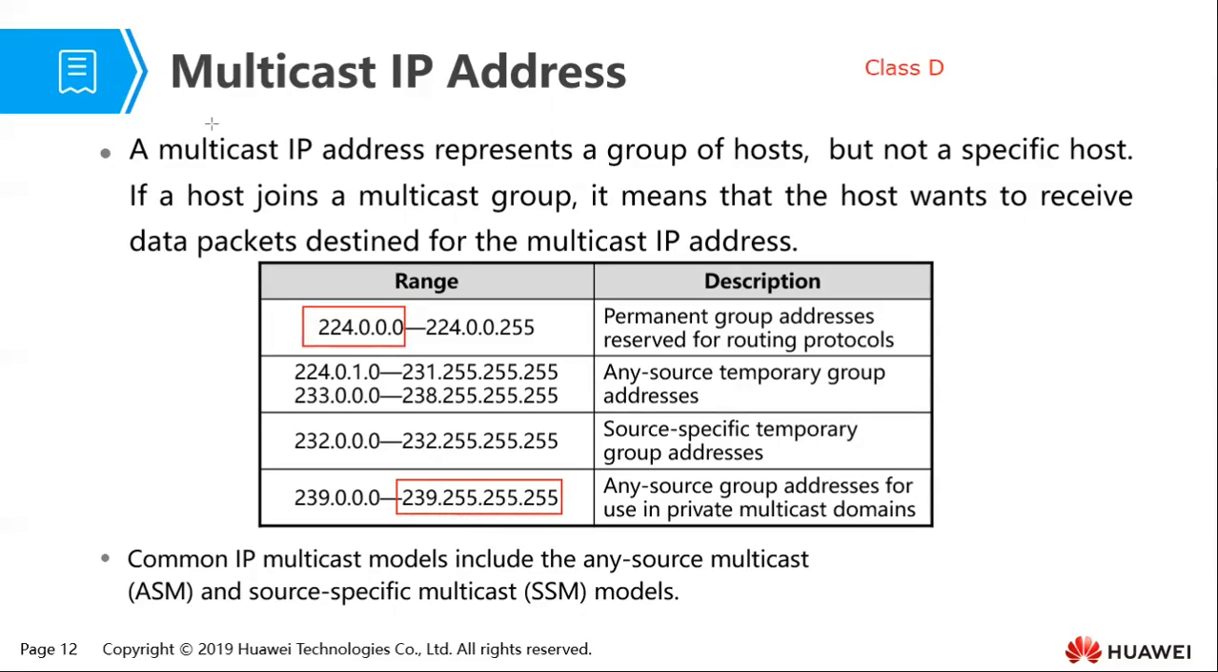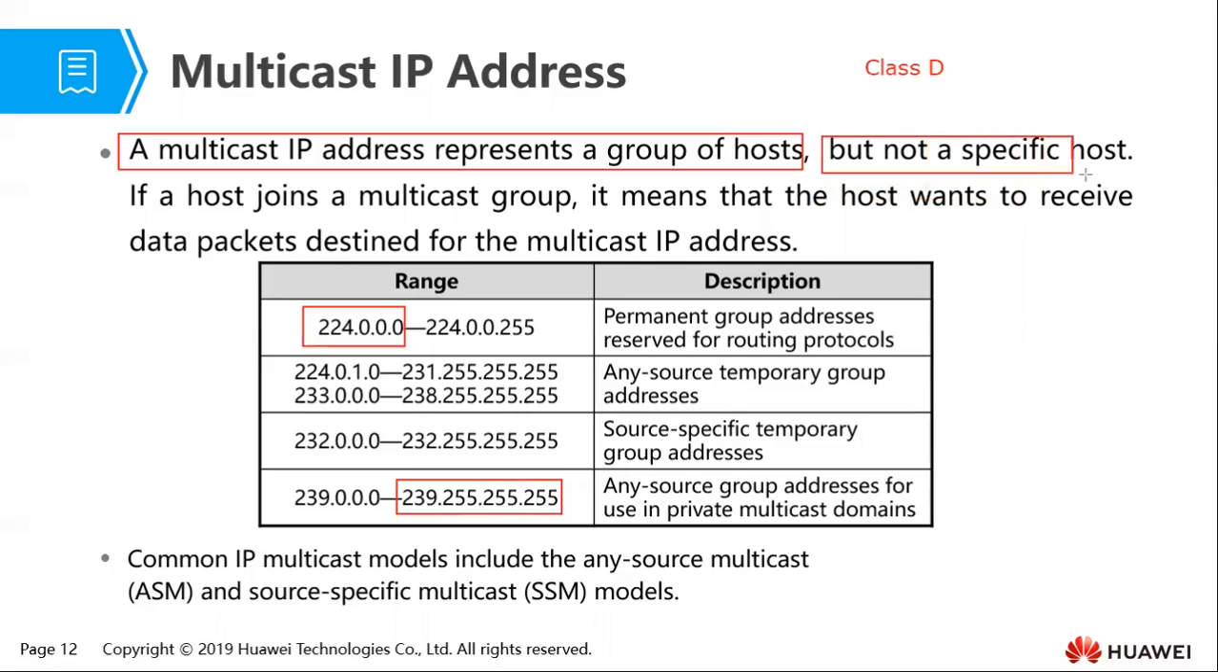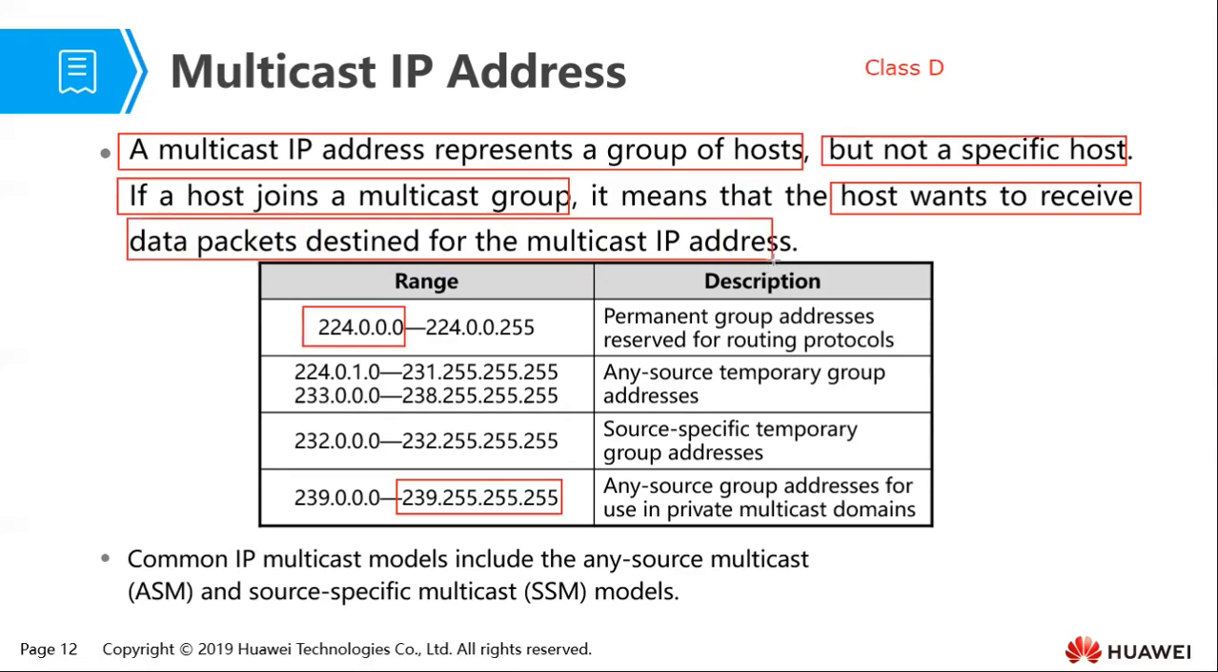Now, a multicast IP address represents a group of hosts, but not a specific host. So if a host joins a multicast group, it means that the host wants to receive data packets destined for the multicast IP address. You can think of it as joining a WhatsApp group. If you're not in a WhatsApp group, you're not going to receive a message that is sent to that group.